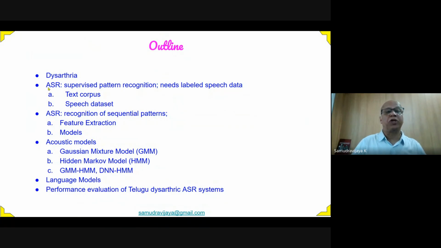Then I will talk about the elements of ASR, which is a supervised pattern recognition. It is like children learning ABCD in lower KG: capital A, capital B, and C, and so on. What is the difference between capital P and capital R? You have to give several examples of capital P and several examples of capital R, so that students will distinguish between them. So it is supervised pattern recognition. You have to give not only the image in the case of ABCD, but also which letter it is. A label is necessary. In the case of automatic speech recognition, we need labeled speech data.